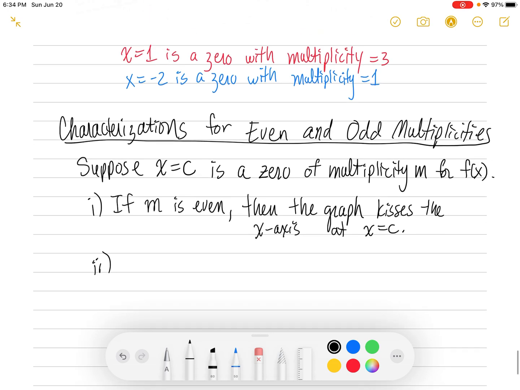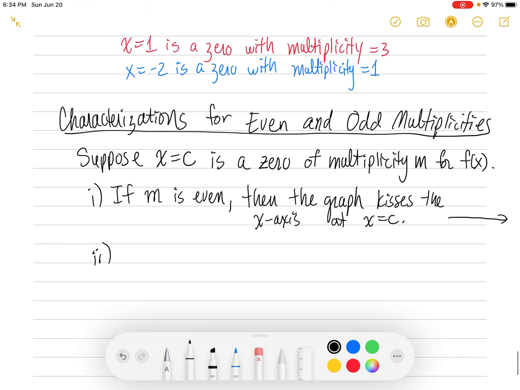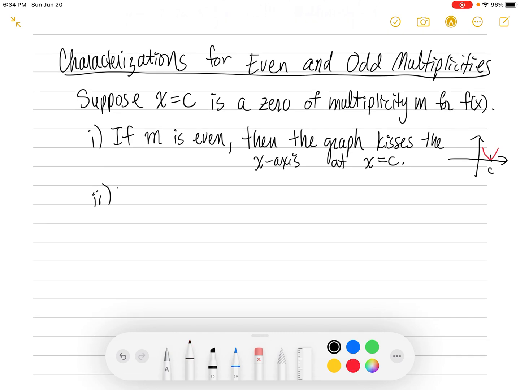What does that mean? We'll draw a little picture. So let's say my polynomial has c as the 0. We'll write a little c here on the x-axis. If you were to have an even multiplicity, then the graph might do something like this. It just kisses it. It hits at c and then bounces back off.